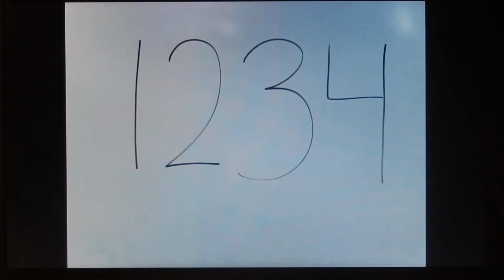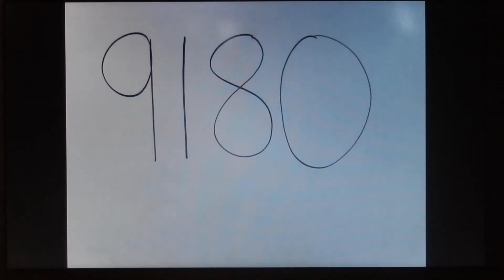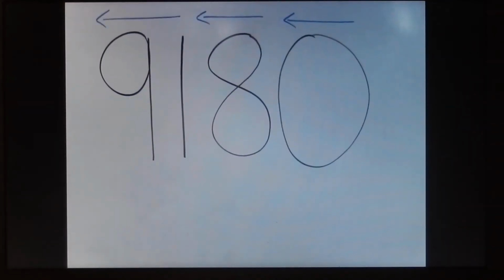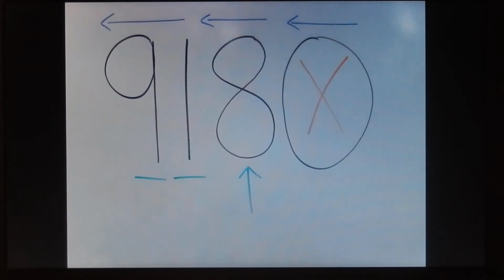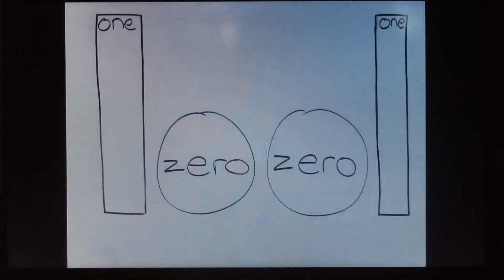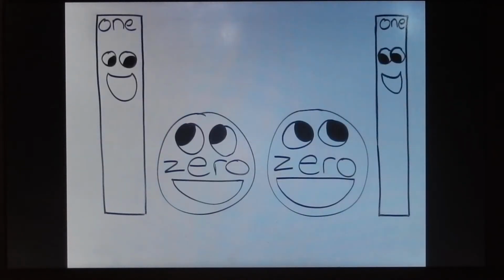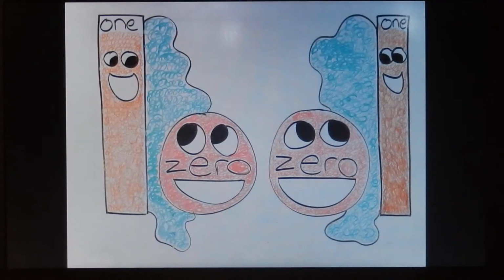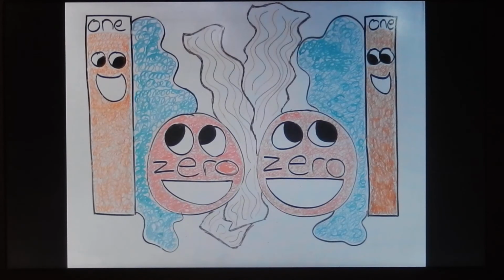1234 has 4 sig figs. This is an example of rule 1. 9180 is an example of rule number 3. There's 3 sig figs. If there are more than 1 0 in the number and they are sandwiched between 2 non-zero numbers, then both zeros are counted as sig figs. 1001 has 4 sig figs. The 2 zeros are sandwiched between the 2 ones, therefore they count as sig figs.